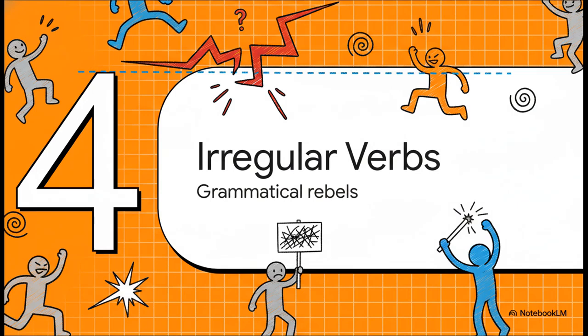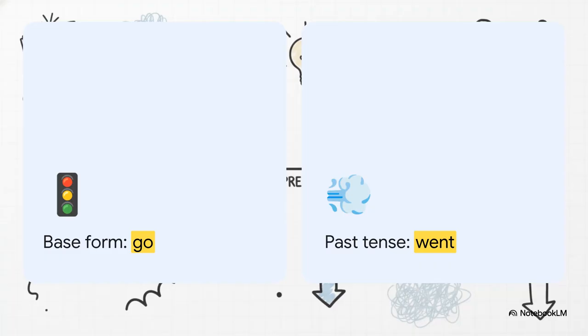Which brings us to Section 4, common irregular verbs. Okay, but look, language is human, and humans aren't always consistent. Enter the grammatical rebels. These are the words that flat out refuse to follow our neat mathematical formula.